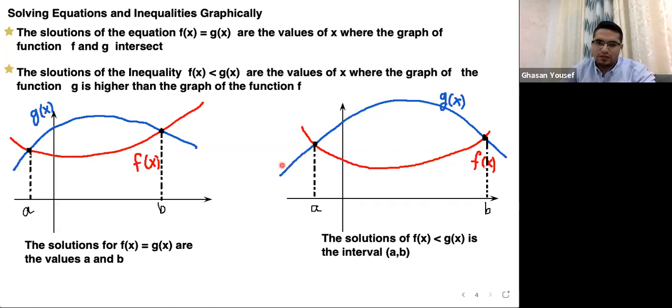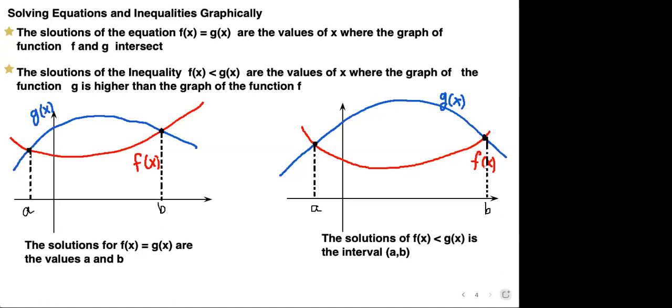But if we look at this interval, the blue one is behind or below the red one. Look at the blue curve, it is under the red one. This means it is not my solution. My solution asks me when the curve g of x is above the red one, g of x greater than f of x.